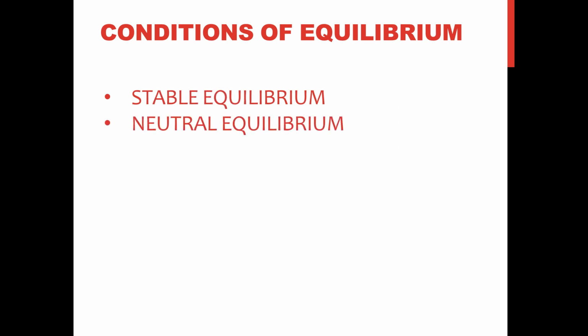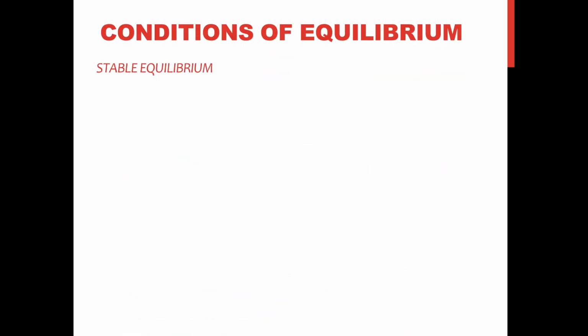So, let us relate the conditions of stability to the concepts of conditions of equilibrium. There are three conditions of equilibrium, namely stable equilibrium, neutral equilibrium, and unstable equilibrium. Now, to explain this, first, we have stable equilibrium.